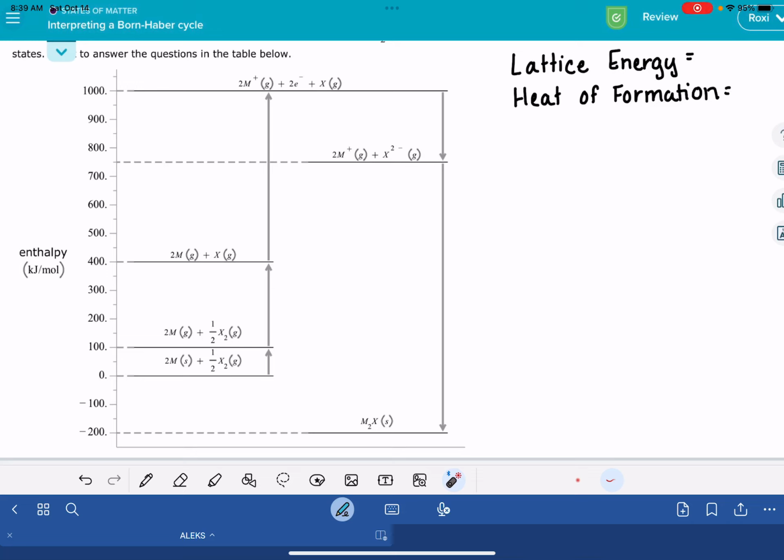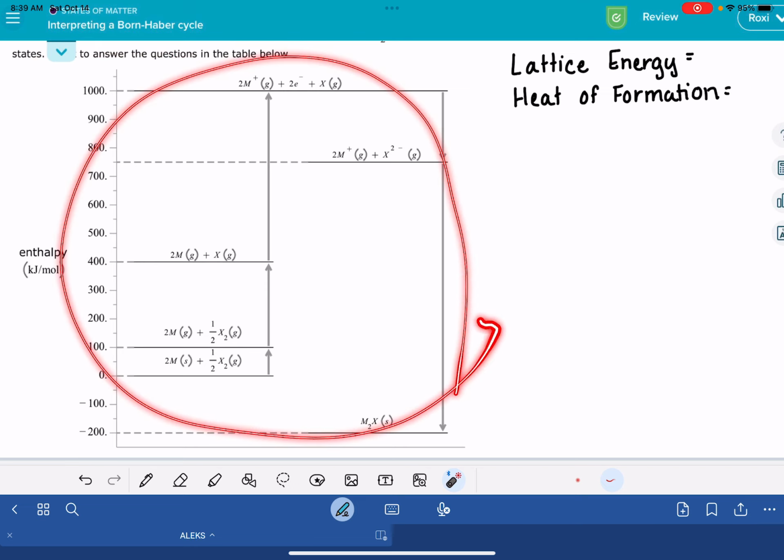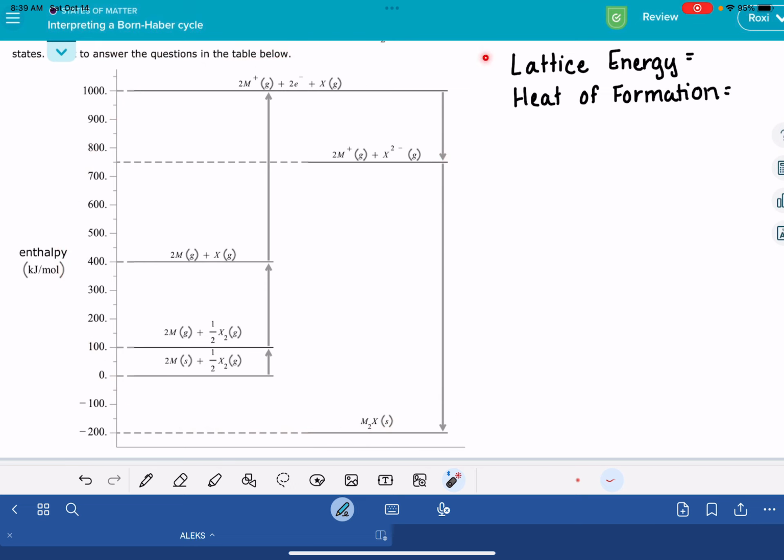In this video, I'll give you some tips for solving the ALEKS problem called Interpreting a Born-Haber Cycle. This problem is going to give us a Born-Haber cycle. It's going to be different for every problem, and we're going to be asked 3 questions.